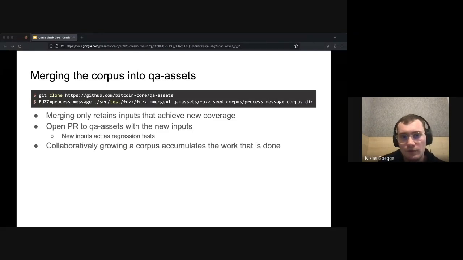And then, it's a repo, you can just open a PR adding the new inputs, and any new inputs will act as regression tests in our CI, or they will help if people are using our QA assets corpus as a base for their fuzzing efforts. It'll help them have more coverage from the get-go. And collaboratively growing a corpus in this fashion accumulates the work that has been done on fuzzing in total.